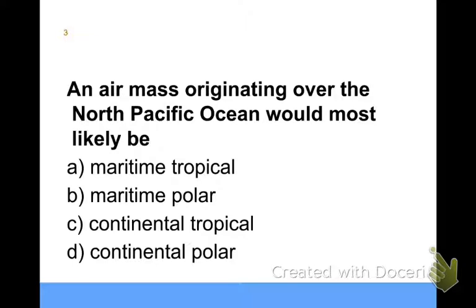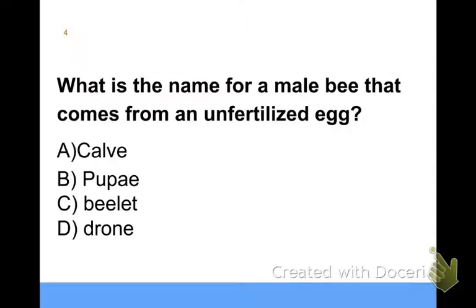In 5, 4, 3, 2, 1. Next. What is the name for a male bee that comes from an unfertilized egg? What is the name for a male bee that comes from an unfertilized egg? Just wanted to give an easy one to you.